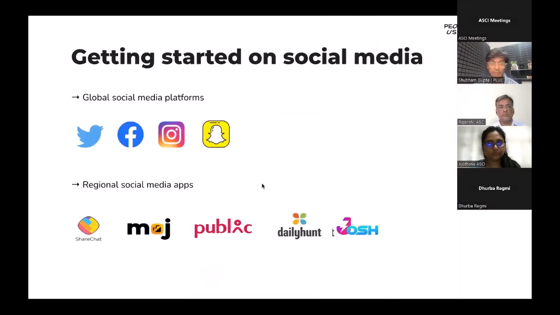There are apps. Some are primary apps like Twitter, Facebook, Instagram, Snapchat, which you can use. And there are regional apps, ShareChat, Moj, Public, Daily Hunt, Josh. When I say regional apps, they basically get attention in second, third tier cities. So if you're from Rajasthan, they will have great audience from Jaipur and different parts, maybe small cities also. But on Twitter, Facebook, you have global audience also.